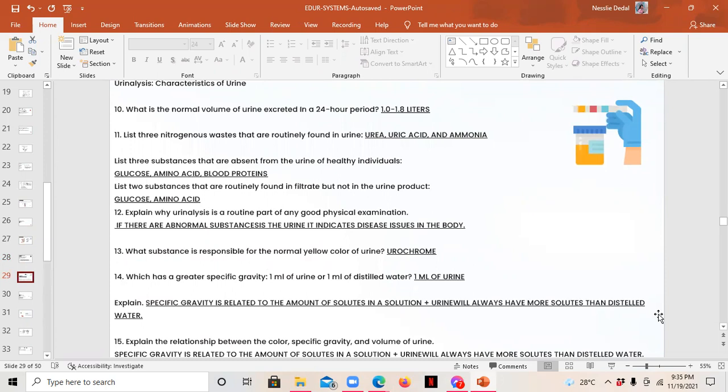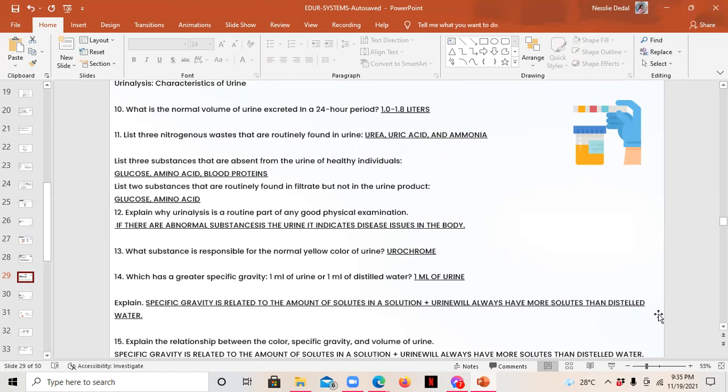Number 11. List 3 organic wastes that are routinely found in urine. Urea, uric acid, and ammonia. List 3 substances that are absent from the urine of healthy individuals. Glucose, amino acids, and blood proteins.